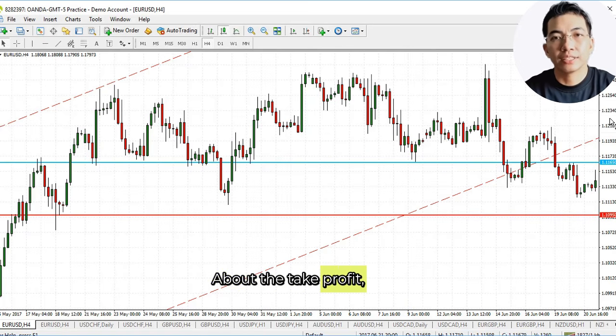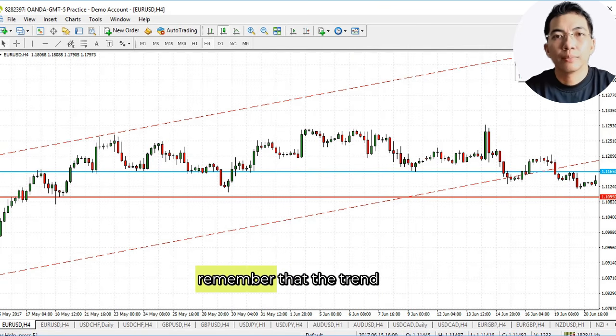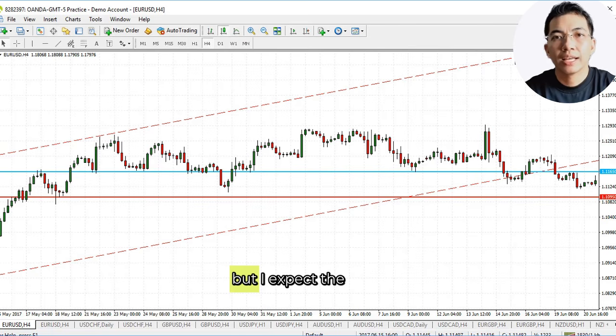About the take profit, I like to check the top of the channel, so I can choose a take profit near the top of the channel. I don't really like to have the take profit exactly at the top of the channel, because remember that trend lines, like support and resistance, are areas, not just lines that the price hits and then comes back. So I'm not expecting the price to hit the line every time, but I expect the price to reach an area near the top of this up channel.